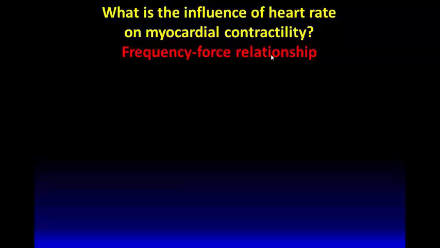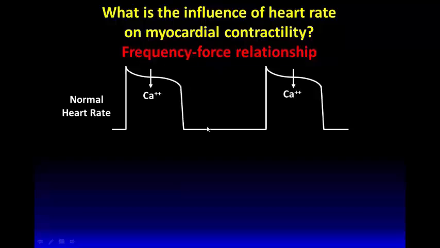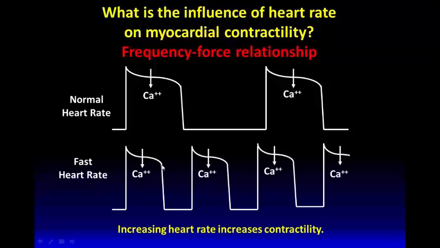Another way by which the heart rate influences the cardiac output is by increasing myocardial contractility when the heart rate accelerates. So this is what we call the frequency-force relationship. These are the action potentials which are generated by the contractile cardiac muscle cells, the myocytes, when the heart rate is normal. And these are the action potentials which are generated by the contractile myocytes when the heart rate is fast.